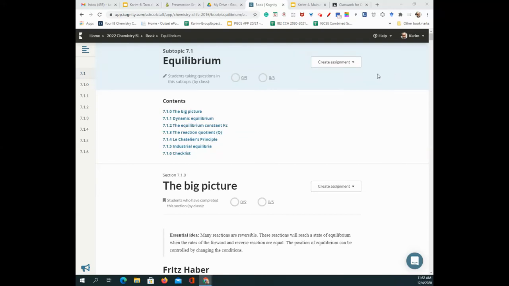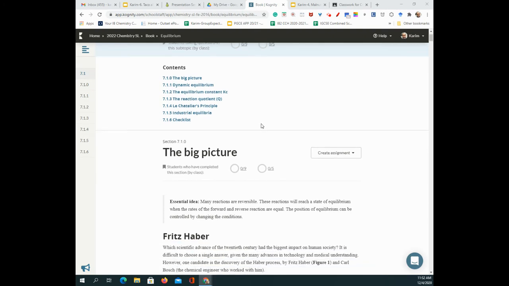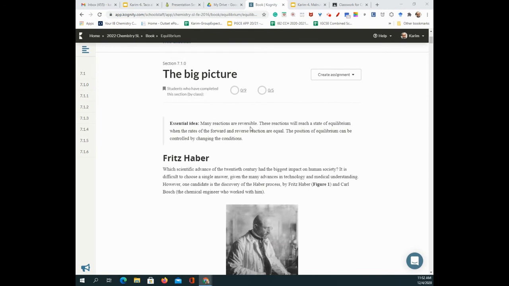Okay, my young Padawans, today we are going to talk about equilibrium. I hope that in this first part I get to talk about dynamic equilibrium and the equilibrium constant. Okay, so what's the idea of equilibrium?